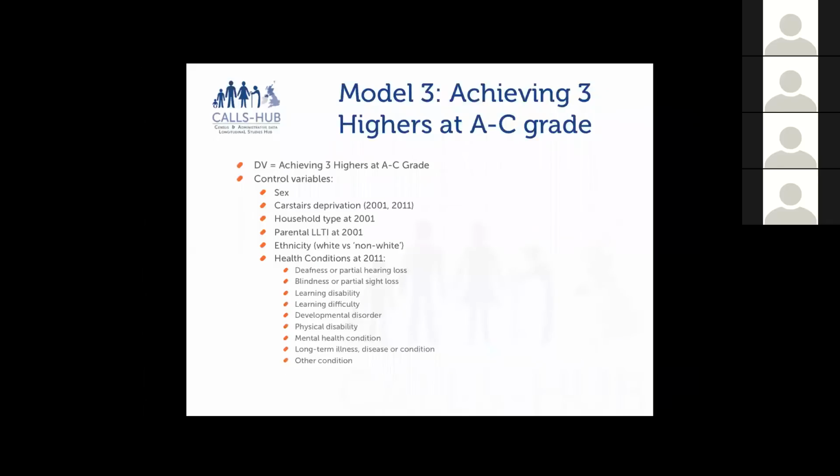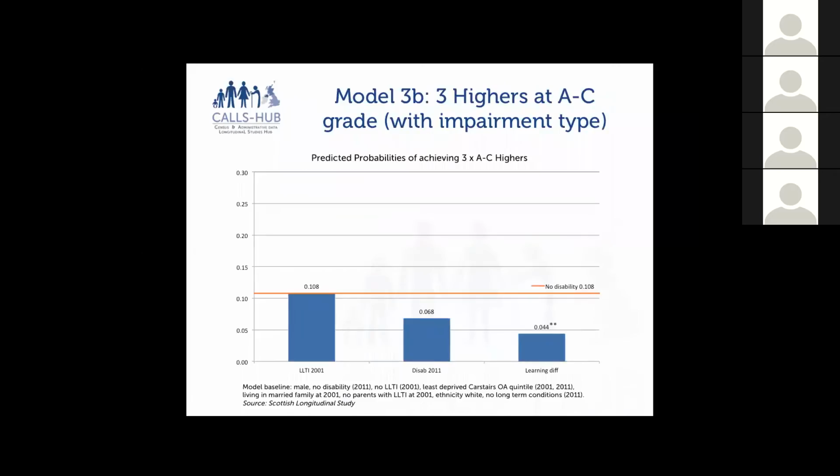The third model was whether children achieved 3 good A to C grade passes in their Highers. So again, the same variables were entered. And you can see here this time, overall disability at either time point wasn't significant, but children with learning difficulties were significantly less likely to get 3 good Higher passes.